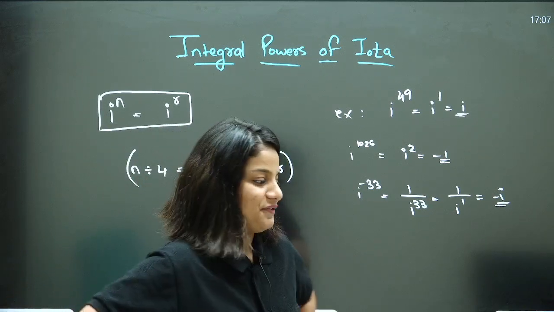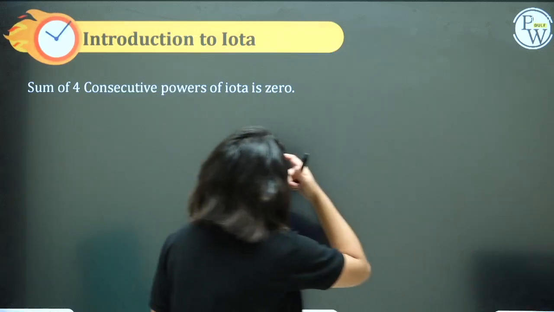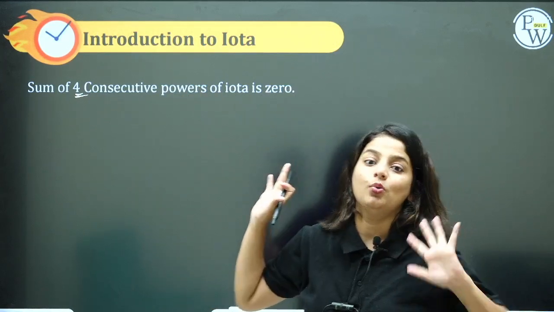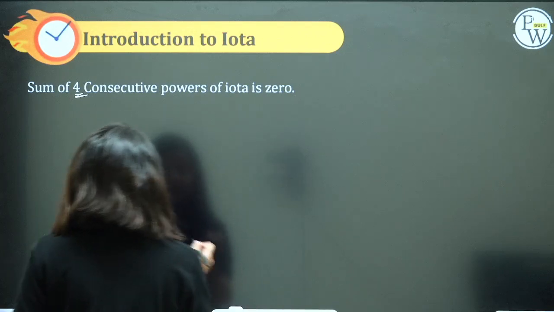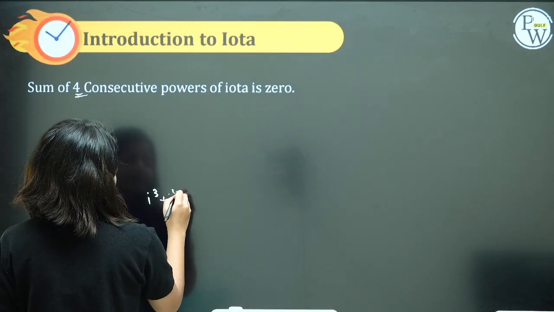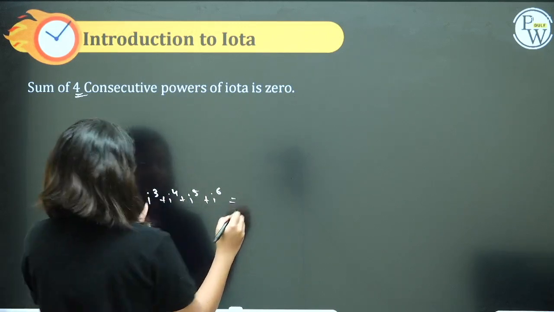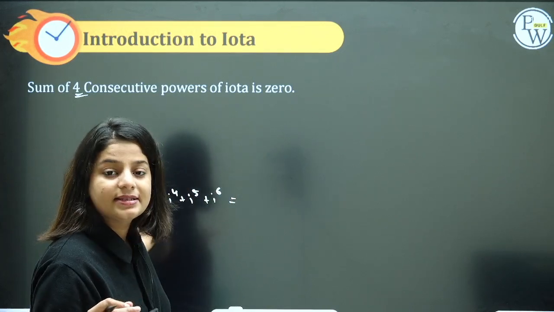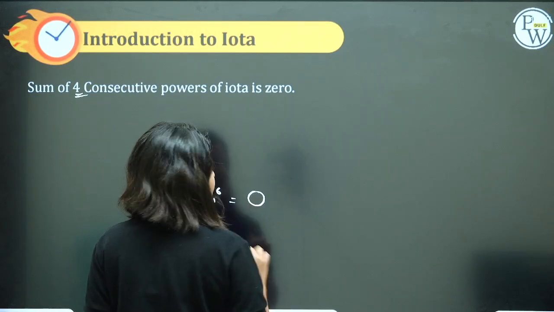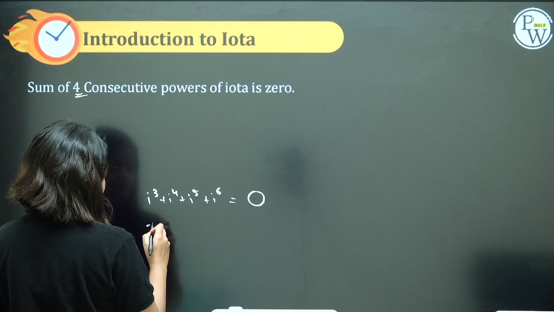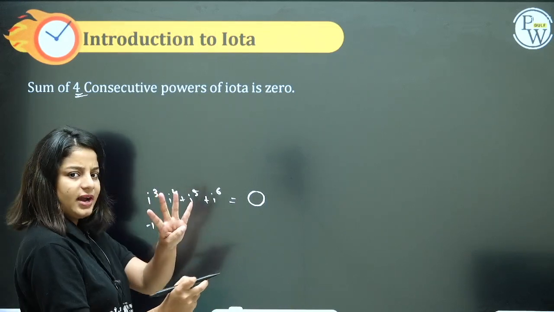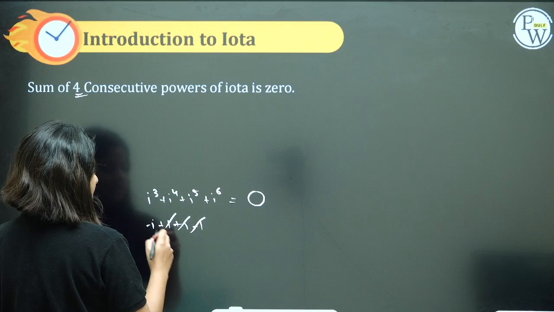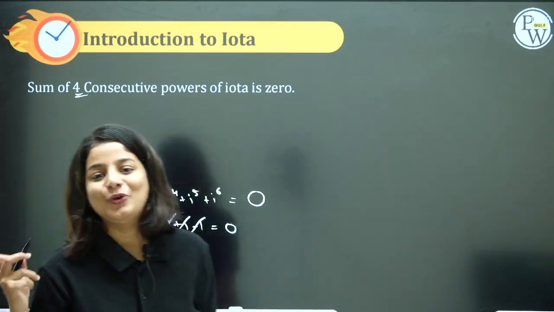Got it? Wonderful. So this is how we deal with integral powers of iota. Next is the sum of 4 consecutive powers of iota, which is always going to be 0. That means if you have i raised to 3 plus i raised to 4 plus i raised to 5 plus i raised to 6, these are sums, that means addition, and the powers are consecutive. The sum of consecutive powers of iota will always be 0. If you don't believe, you can quickly check. i cube is minus i, i raised to 4 is plus 1, i raised to 5, divide power by 4, remainder is 1, so it is i, and i raised to 6 will be i square, that's minus 1. Plus 1 minus 1 plus i minus i will cancel out to give you 0.